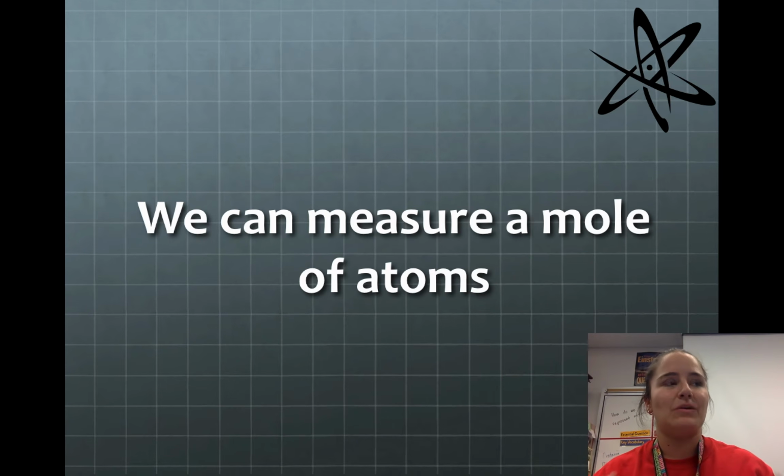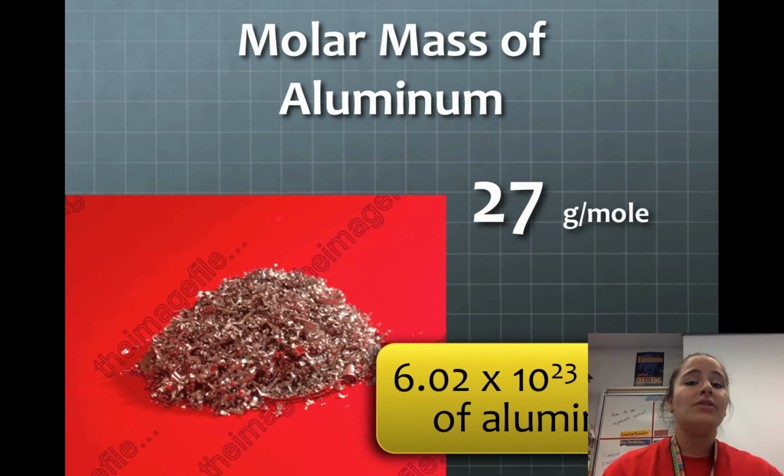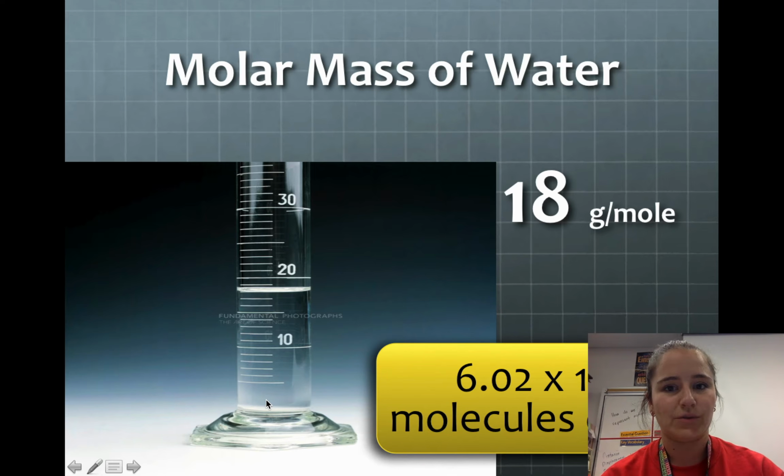We can measure a mole of atoms, and that's what molar mass is. Molar mass is how many grams 1 mole of that atom or molecule weighs. The molar mass of aluminum is 27 grams per mole. That means 6.02 times 10 to the 23rd atoms of aluminum has a mass of 27 grams. Molar mass of water is 18 grams per mole. So if I have 6.02 times 10 to the 23rd molecules of water, it's going to have a mass of 18 grams.